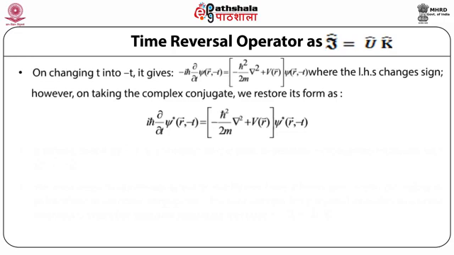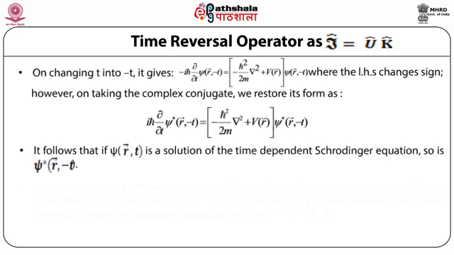And from this equation one can see that the wave function ψ(r, t) is a solution of the time dependent Schrodinger equation, and so is the wave function ψ*(r, −t), where ψ* is the complex conjugate of the wave function ψ.